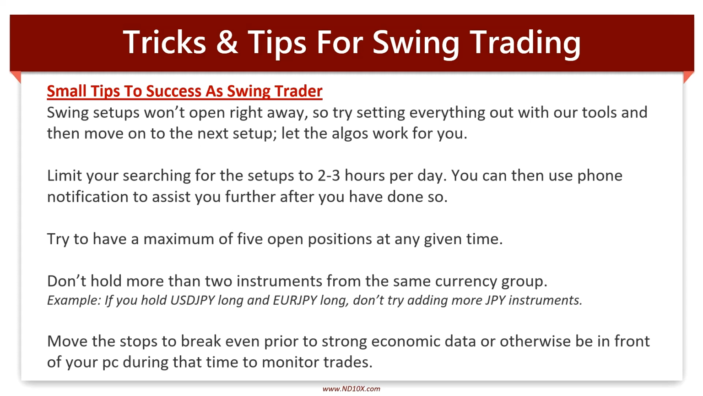I think 5 open trades will be more than enough, and it's something that you can easily get with our system. Now, on the other hand, every time you make money, you are going to make a decent profit, since on average, you are going to make between 4 and 5% on each trade. And I really like this idea. That's why I would still have 5 open trades, but no more than that. Don't hold more than 2 instruments from the same currency group. For example, if you hold dollar yen long and euro yen long, don't try adding more yen pairs.